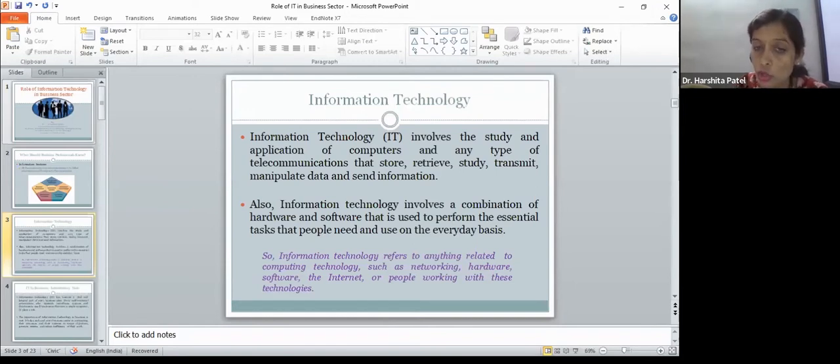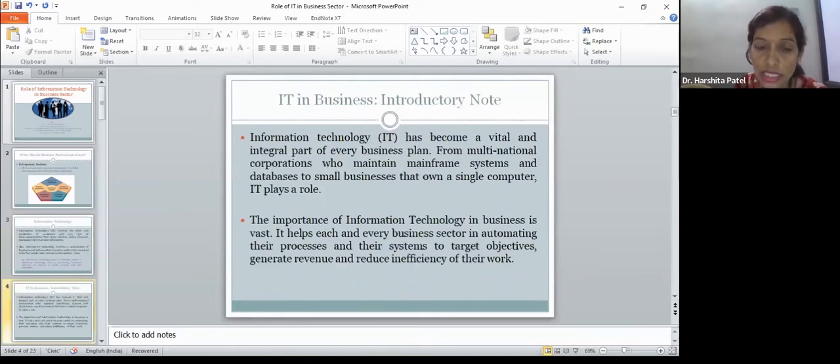on a daily basis, right? So information technology refers to anything related to computing technology, such as networking, hardware, software, the internet, and the people working with this technology. So in combination, we can talk about IT. I understand that you must know all these things, because from school level we are studying computers and the use of computers in various ways.